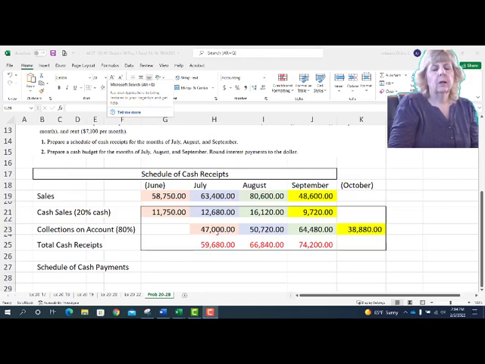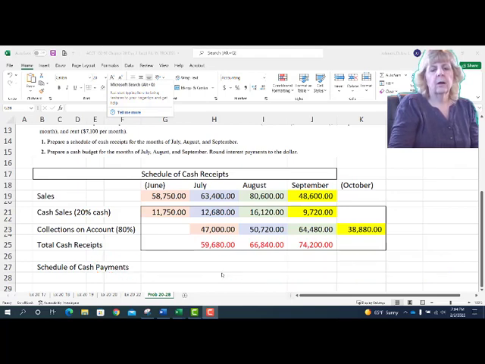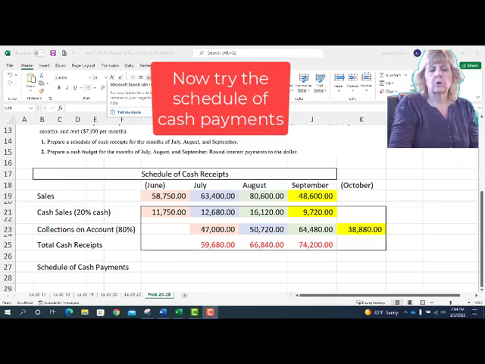So take a look at your calculations, compare them to mine, and then give the schedule of cash payments a shot. We'll come back and compare our answers. Once again, lots of help is available. You just have to ask for it. Go try the schedule of cash payments and we'll come back.